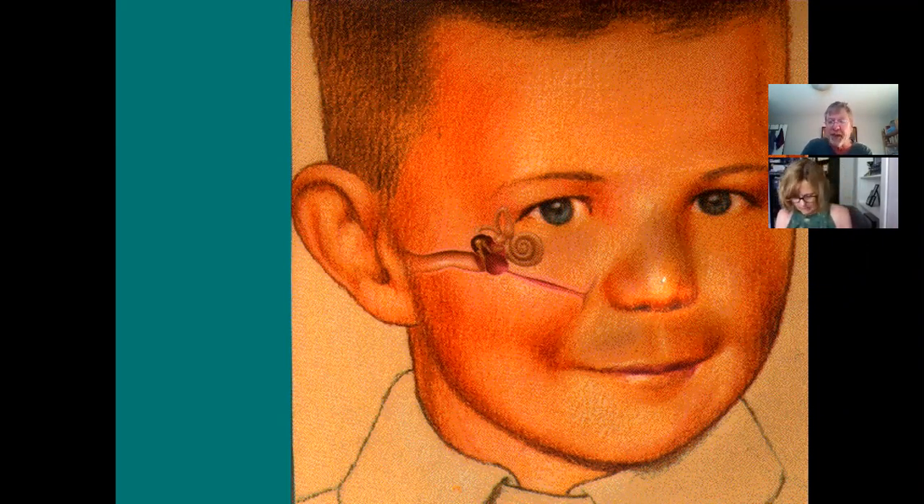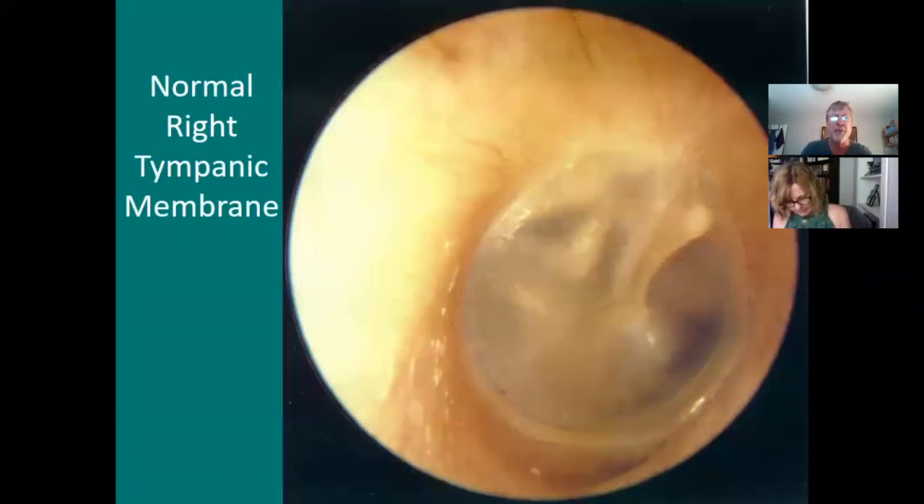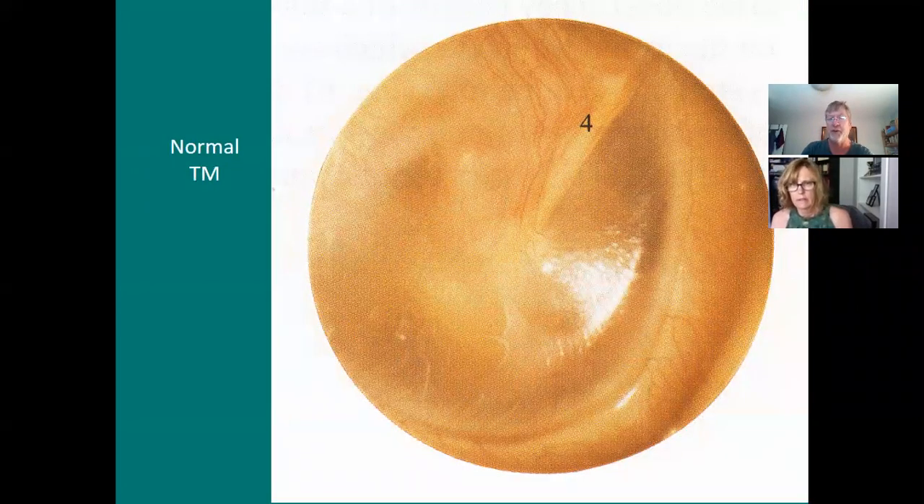You can do something about otitis media. Here's a normal right ear. Look at the cone of light. You can see it's at 5 o'clock. Here is a normal eardrum again. Cone of light, 5 o'clock.